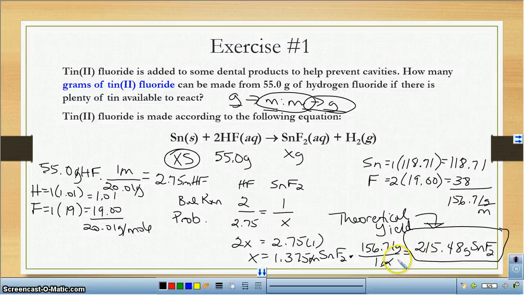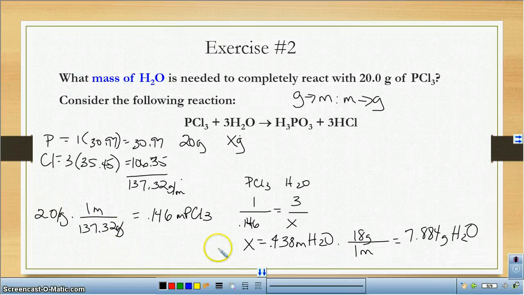So the next one is exercise 2. Again, if you want to get it started and pause it so you can go through and do the work yourself and then check it, that would be a great idea. Alright, I've already got this set up due to time on the screencast-o-matic. So it says we have 20 grams of PCl3, and we want to know how many grams of H2O we need to react completely with it.